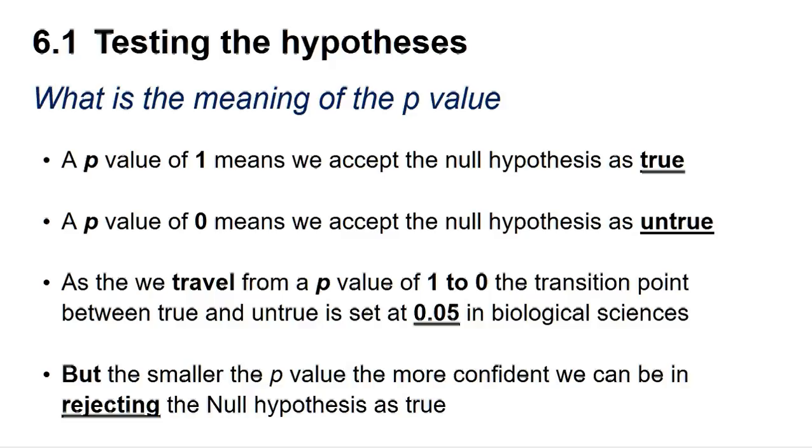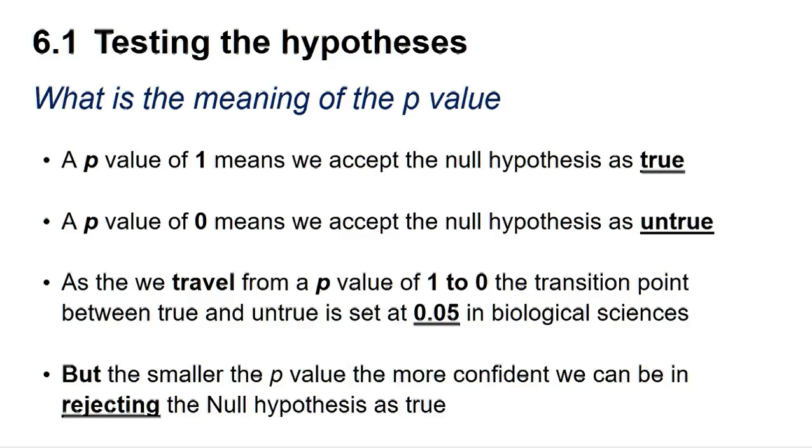So what is the meaning of the p-value? A p-value of 1 means we can accept the null hypothesis as true, whereas a p-value of 0 means we can accept the null hypothesis as untrue. As we travel from a p-value of 1 to 0, the transition point between true and untrue is set at 0.05 in the biological sciences.